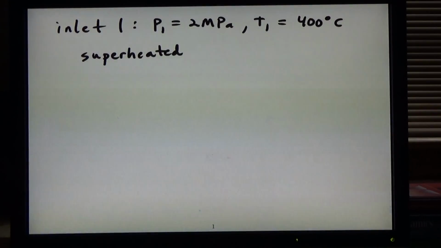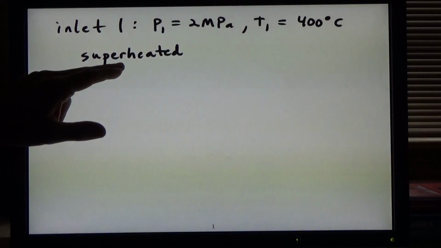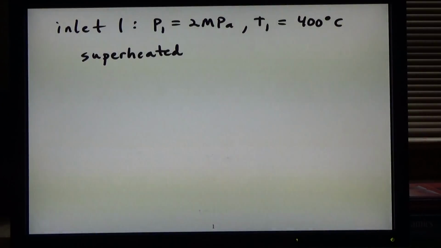Pretty much every time that we look at a turbine, it's either going to be superheated steam at the entrance, or if we're talking about a gas turbine, of course it's going to be already superheated for a gas like air or nitrogen or oxygen or anything else like that. Alright, so based on the pressure, the temperature, and the superheated phase, we can go to the table and look up H. H1 is just going to be enthalpy at P1 and T1.